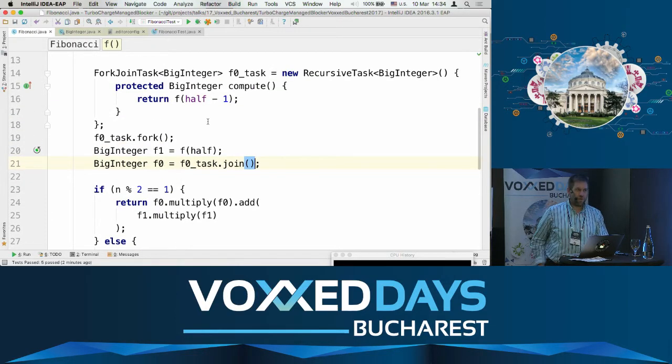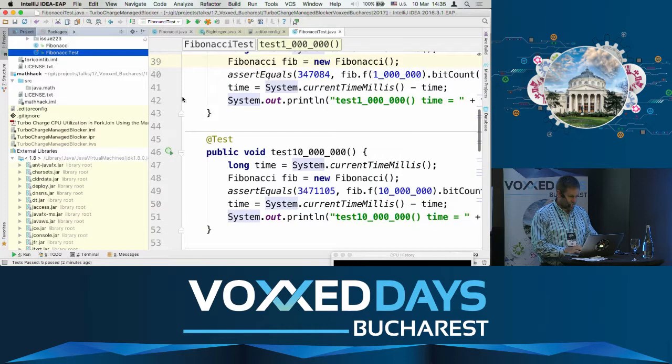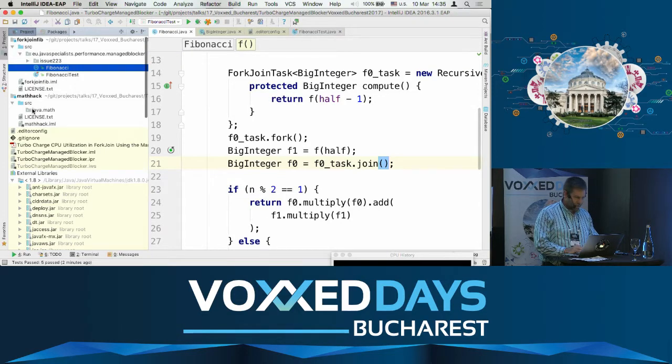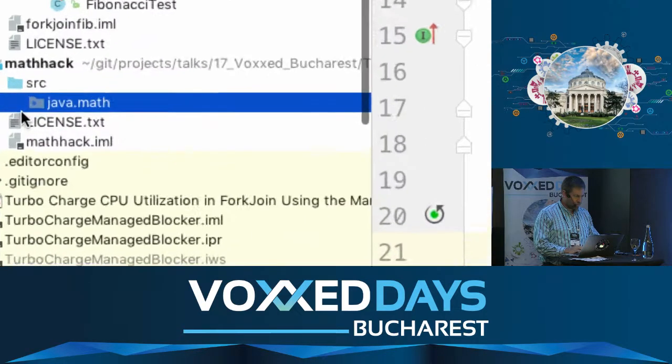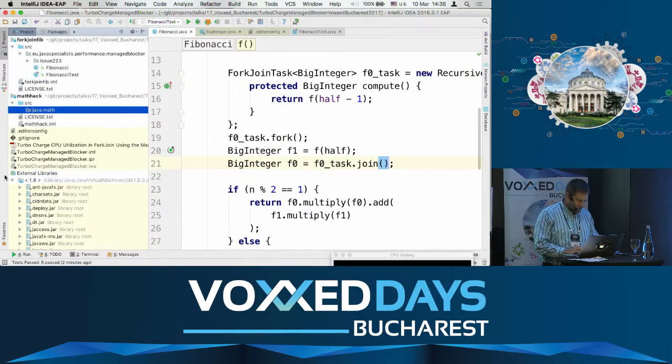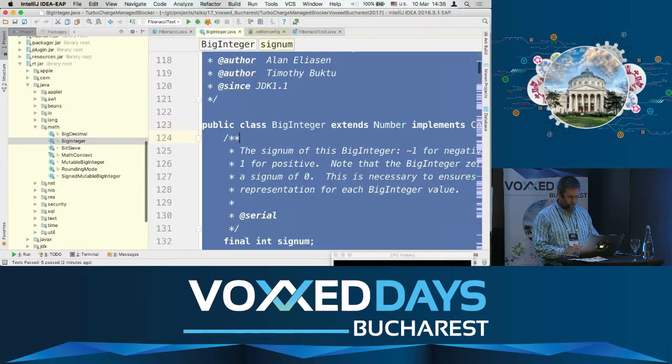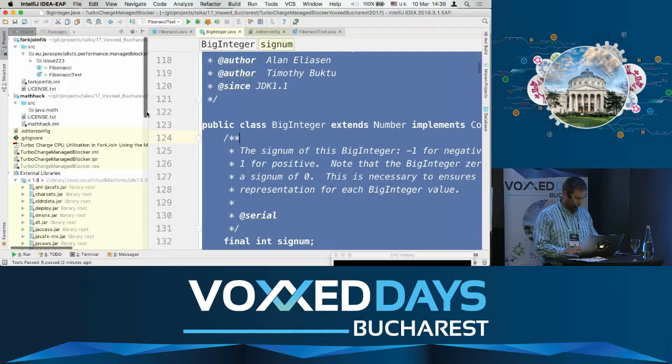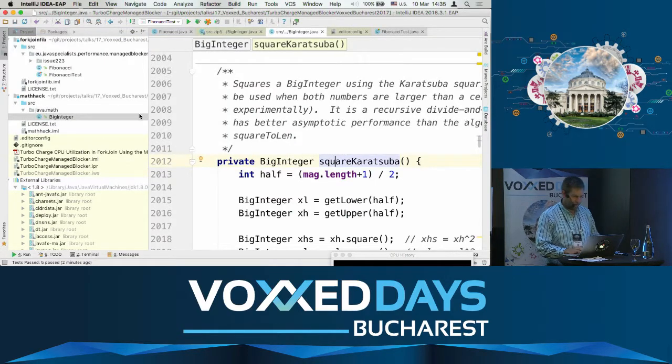Now, what I want to do is I want to apply the same idea to big integer. So what I'm going to do is I've got a different package here called math hack, right? And there's a package there called java.math. And what I'm going to do is I'm going to go to big integer, select it, copy, go to here and say paste. Yeah, I love cheating.